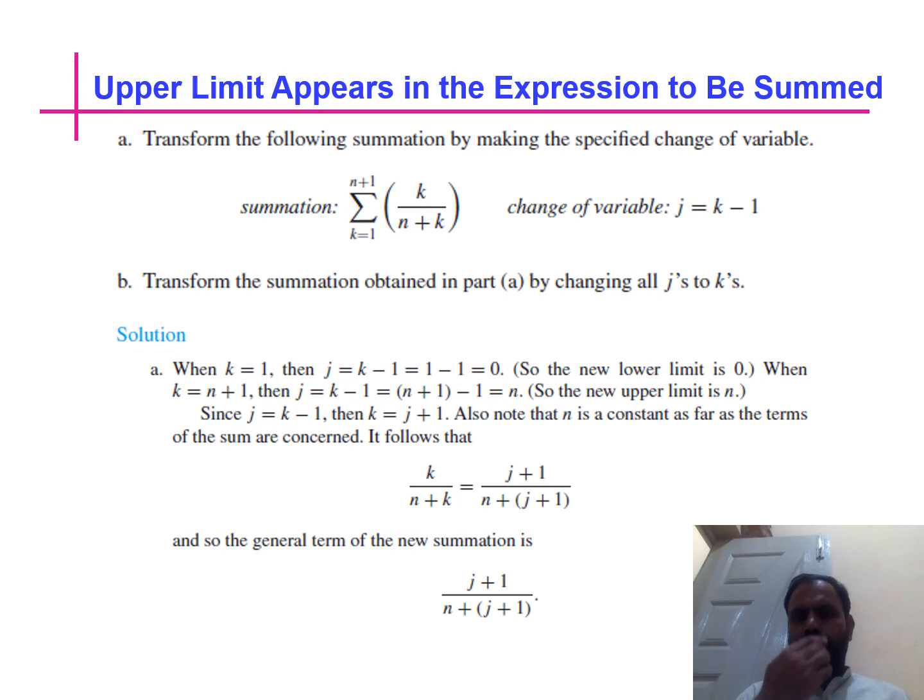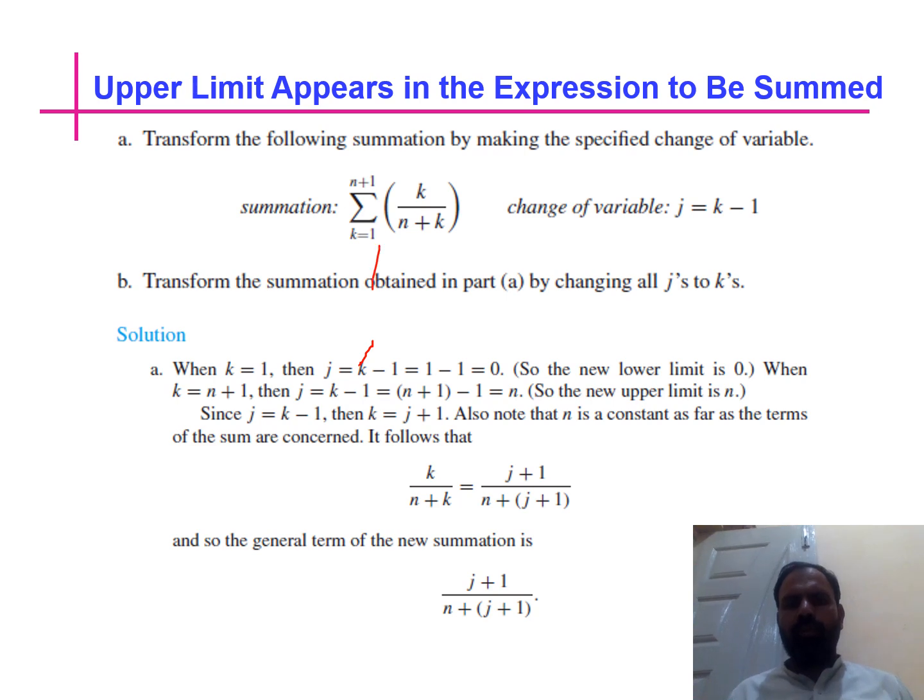Now the upper limit appears in the expression to be summed. We transform the following summation by making the specified change of variable: summation k over n plus k, k varies from 1 to n plus 1. We change the variable j is equal to k minus 1. Then we transform the summation obtained in part A by changing all j's to k's. This is the second part of this example. Now we try to solve this. When k is equal to 1, j is equal to k minus 1, so 1 minus 1, this is 0. So the new lower limit is 0.